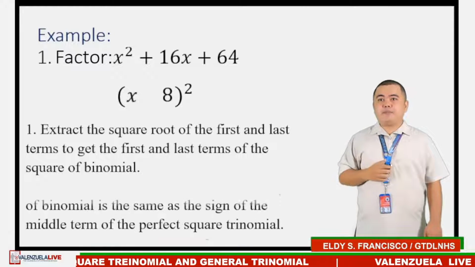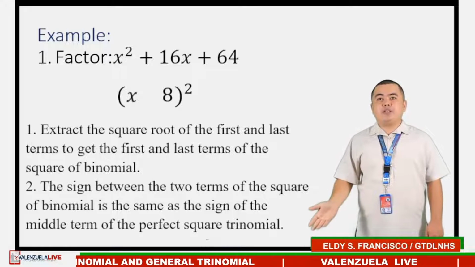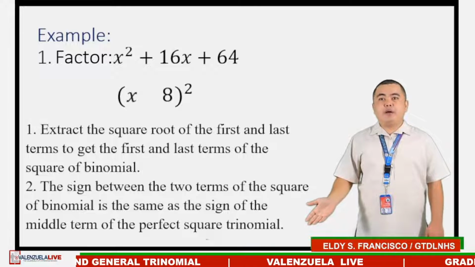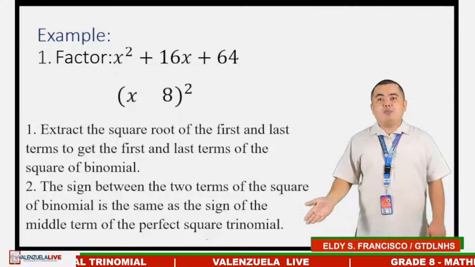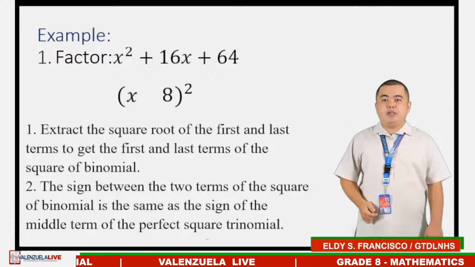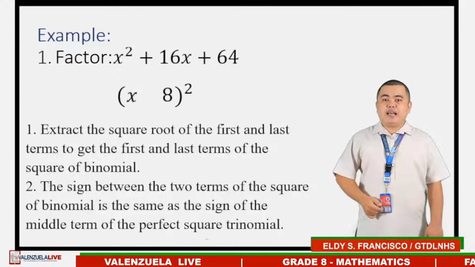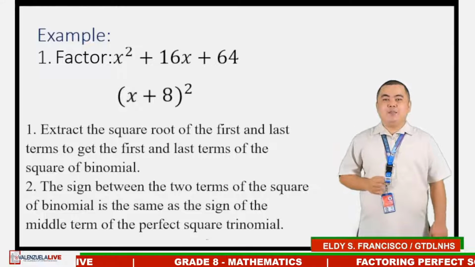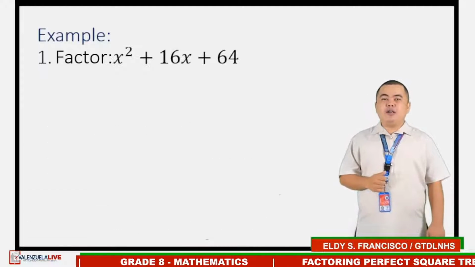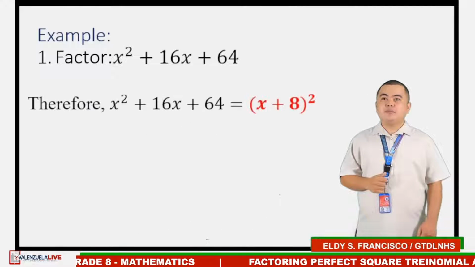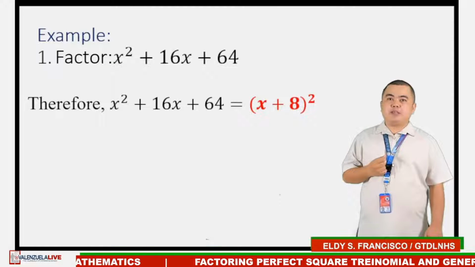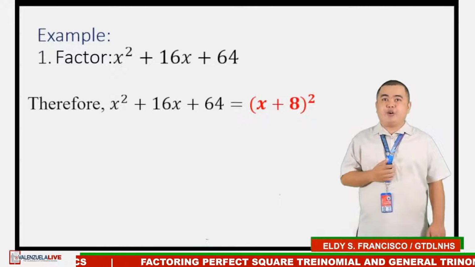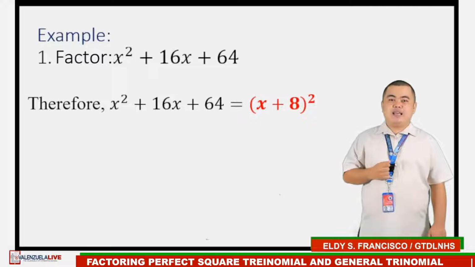And next step, the sign between the two terms of the square of binomial is the same as the sign of the middle term of the perfect square trinomial. The sign is plus. So copy the plus sign. Very good. Therefore, x squared plus 16x plus 64 is equal to the square of binomial x plus 8.